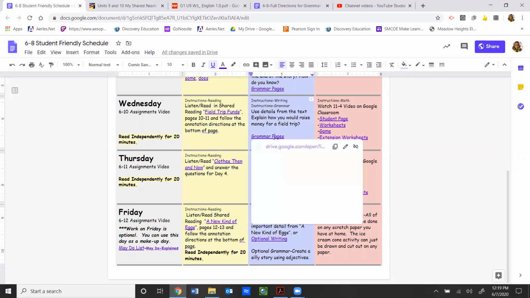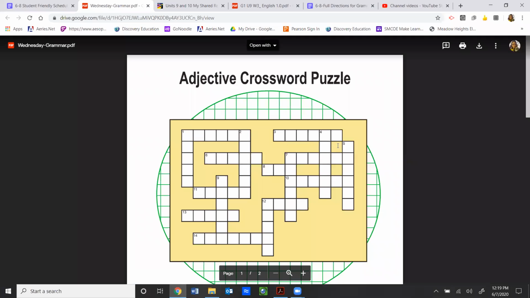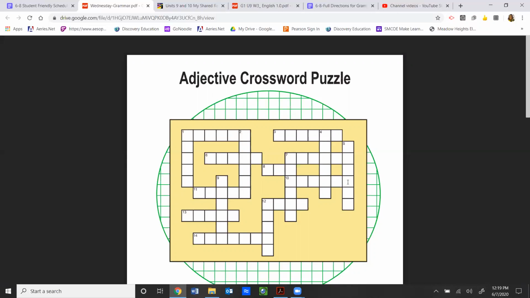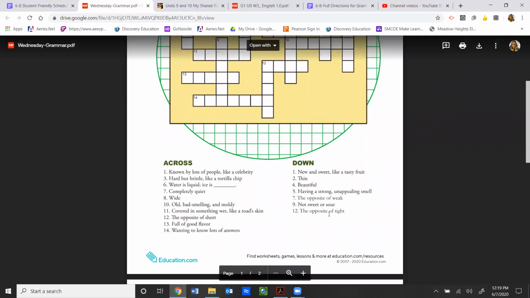For grammar, let's take a look at those pages. For grammar, you have a crossword puzzle. With a crossword puzzle, you have clues that are given to you, and you've got to figure out the missing words. Now, this is kind of a challenging one. Part of the reason it's a challenge is because you don't have a word bank. You really have to come up with the words.